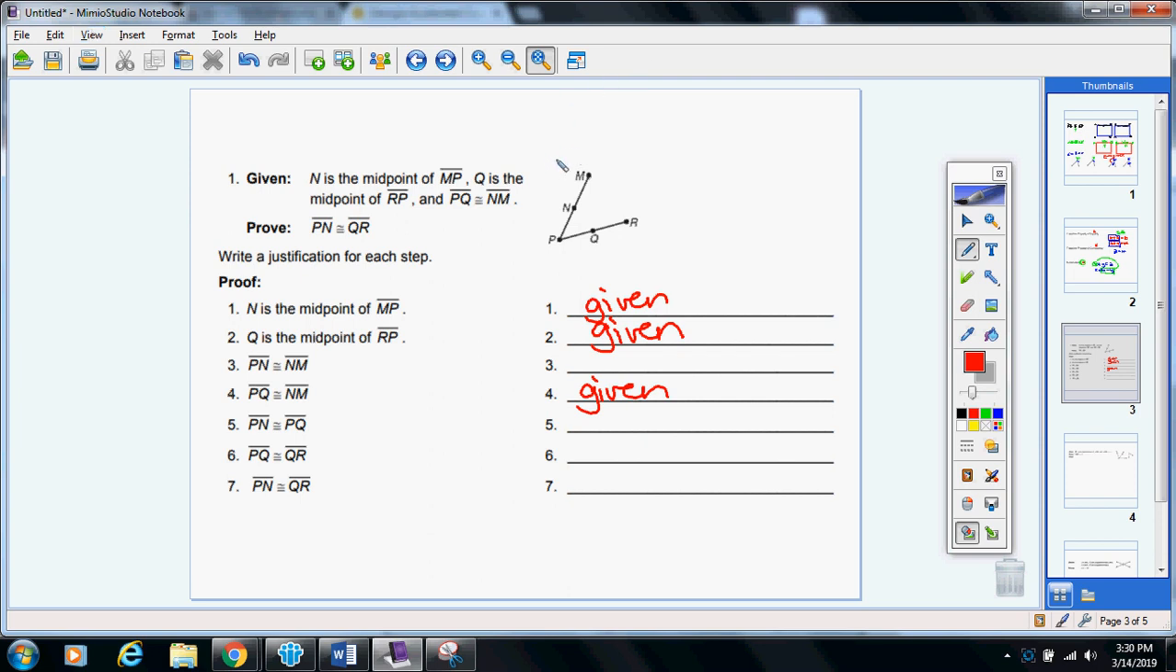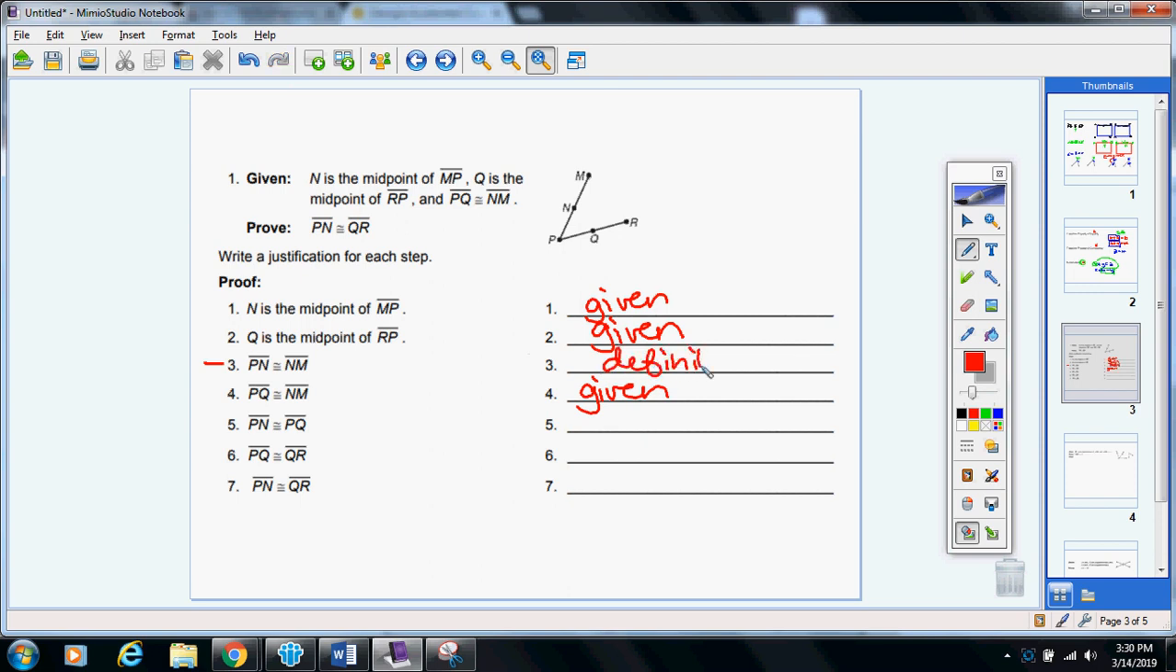So going back to the proof, N is the midpoint of MP. Well, here in number 3, it says that PN is congruent to NM. And we know that that's true because that is the definition of a midpoint. Okay?